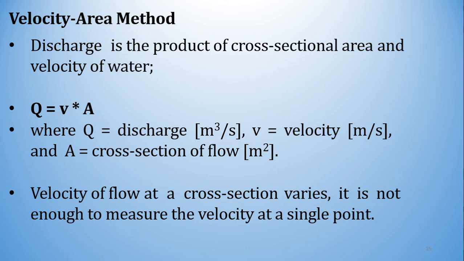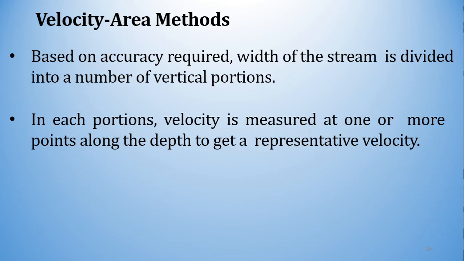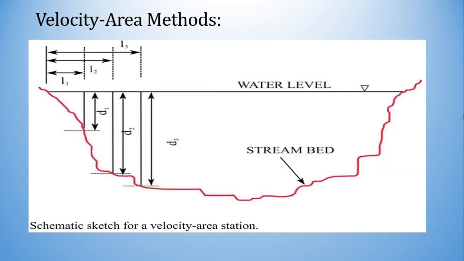Velocity of flow at a cross-section varies. It is not enough to measure the velocity at a single point. Based on accuracy required, the width of the stream is divided into a number of vertical portions. In each portion, velocity is measured at one or more points along the depth to get a representative velocity.